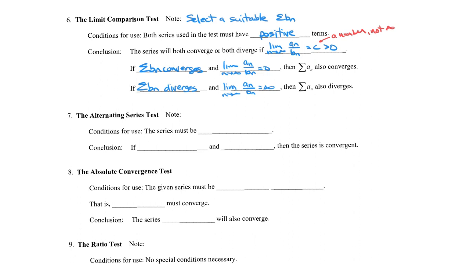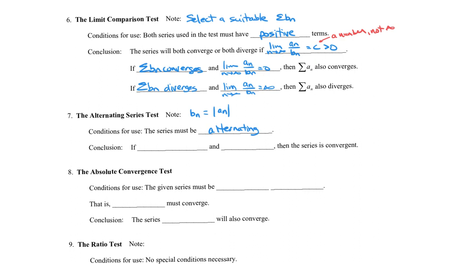Okay, then we have the alternating series test. This is in section 11.5. And the note here is b sub n is equal to the absolute value of a sub n. Okay, so conditions for use: the series must be alternating. So we have to have an alternating series to use the alternating series test, right? So the terms have to go back and forth between positive and negative.